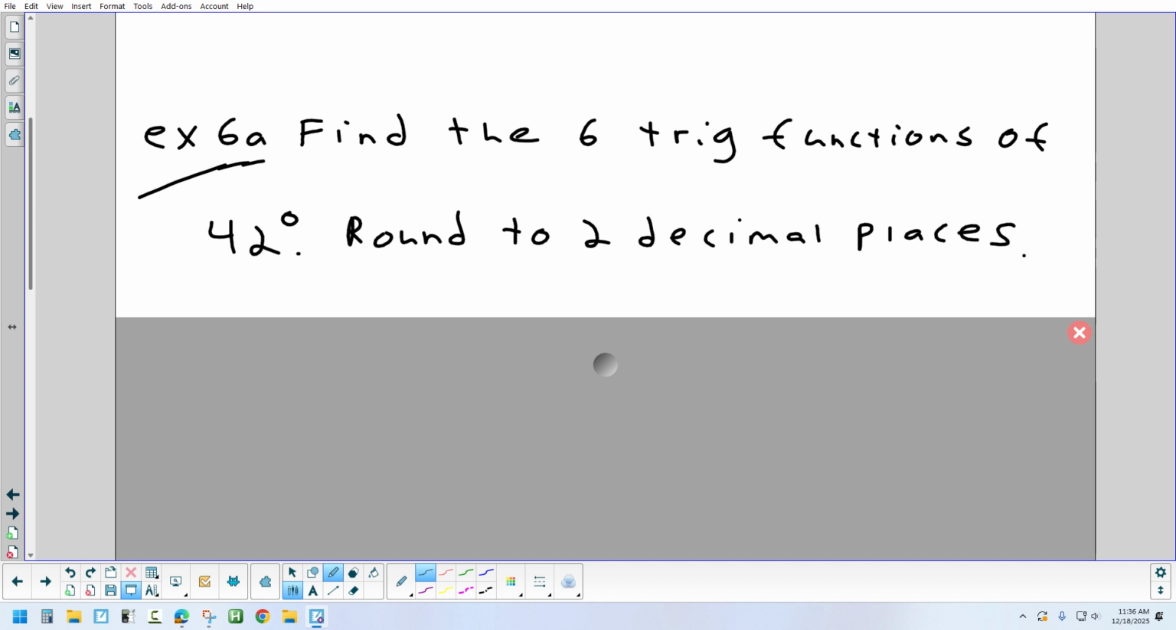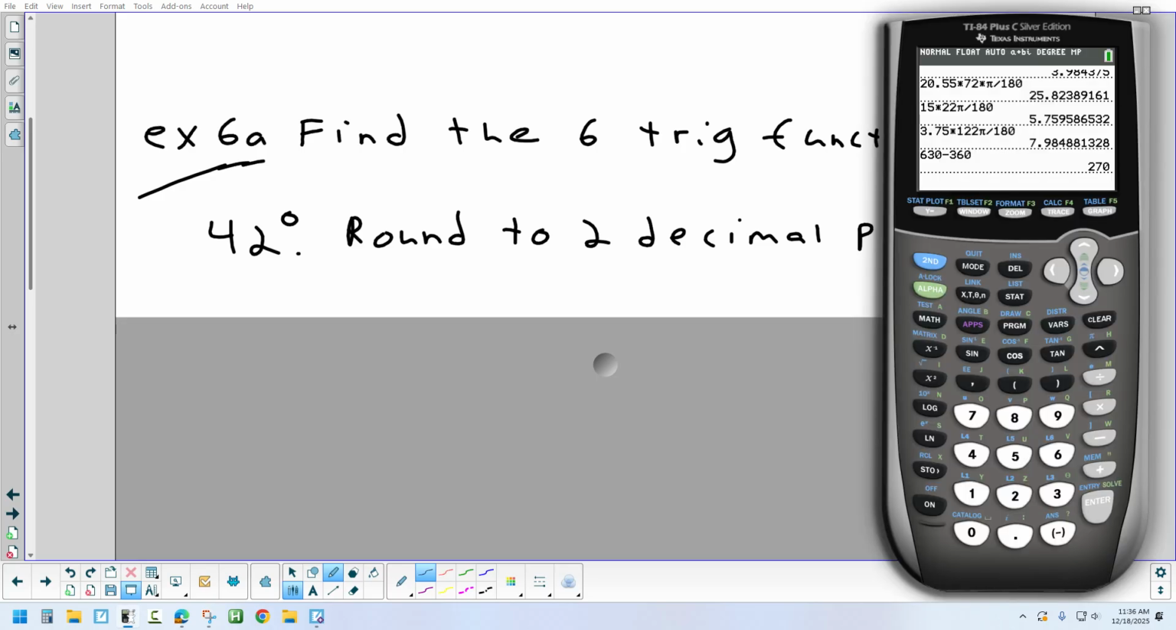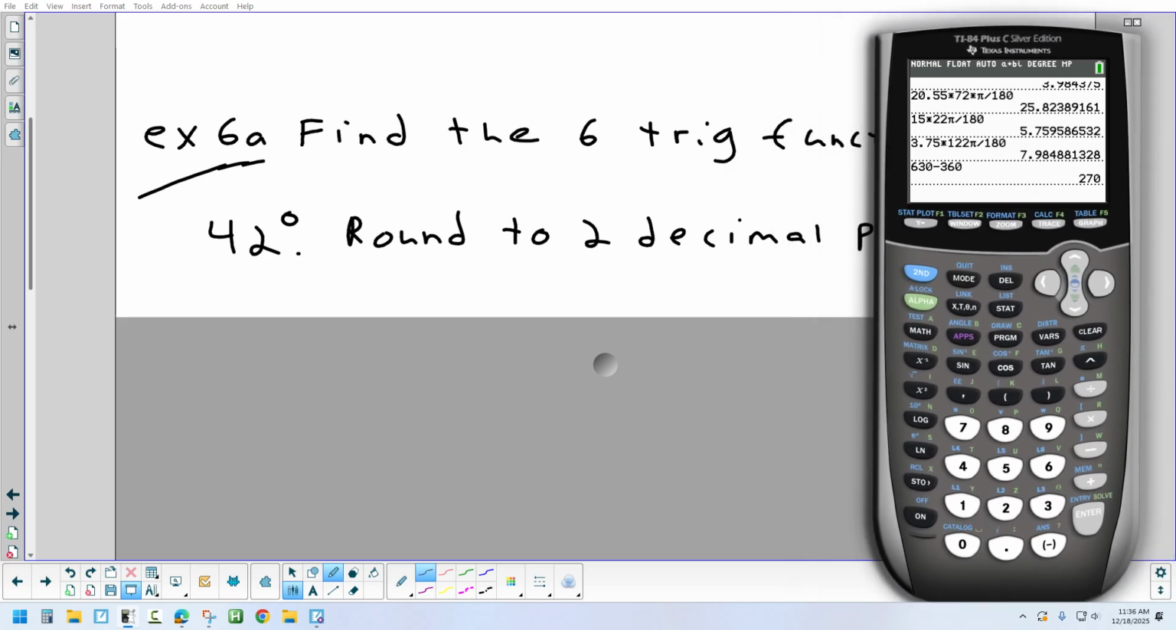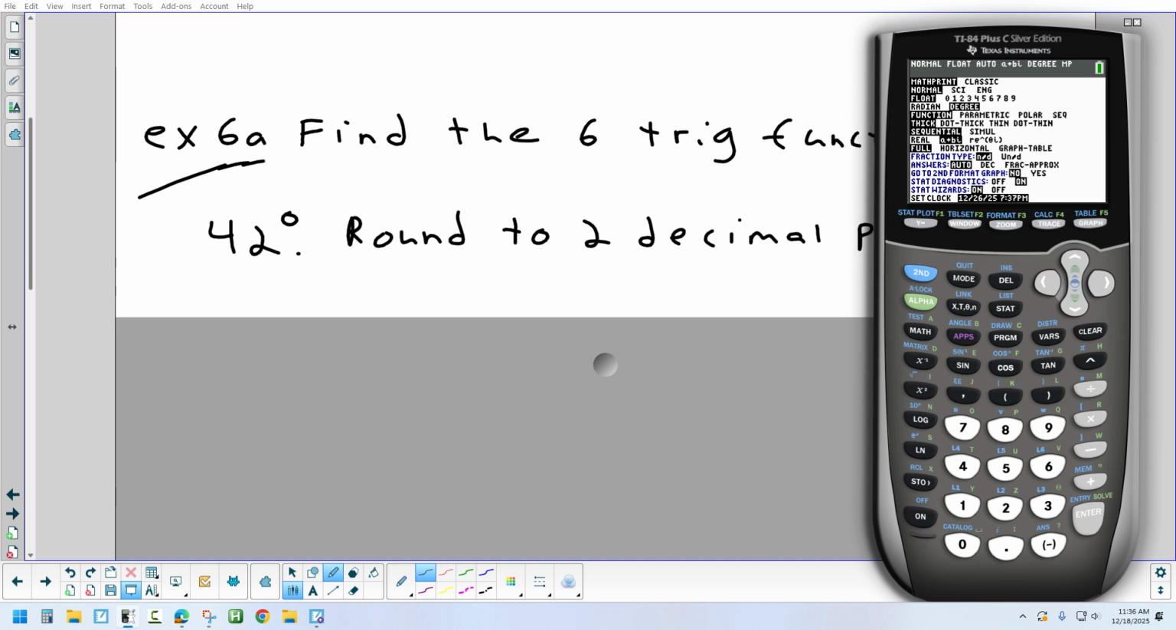42 degrees. So that means when I use my calculator, it needs to be in degrees. When you turn your calculator on, it'll say the mode in the top row. It's one of the things it tells you. If it's not in degrees, press mode and then go to the 4th row down, and you can pick degrees or radians. Again, I want to keep it in degrees, so I'm just going to leave it in degrees.